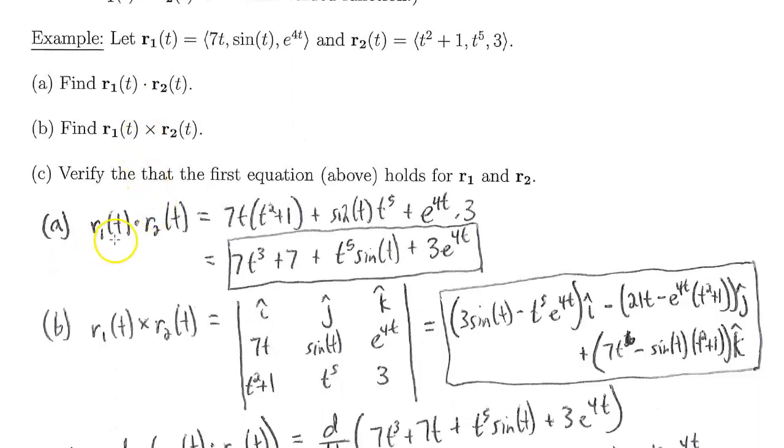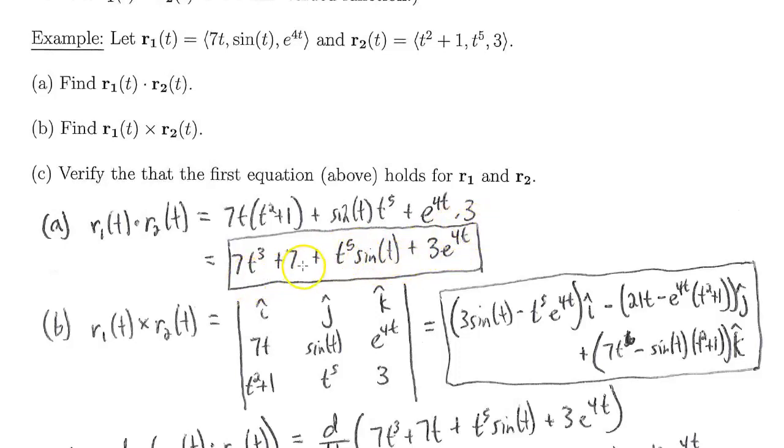Okay, so let's do this. What's r1 dot r2? Well, r1 is this and r2 is this. So how do we take the dot product? Well, we're going to do 7t times t squared plus 1, that's what we've written here, plus sine t times t to the 5th, plus e to the 4t times 3. So this times this plus this times this plus this times this. If you work this out, so you distribute the 7t, you're going to get 7t cubed plus 7 plus t to the 5th times sine of t plus 3 e to the 4t.